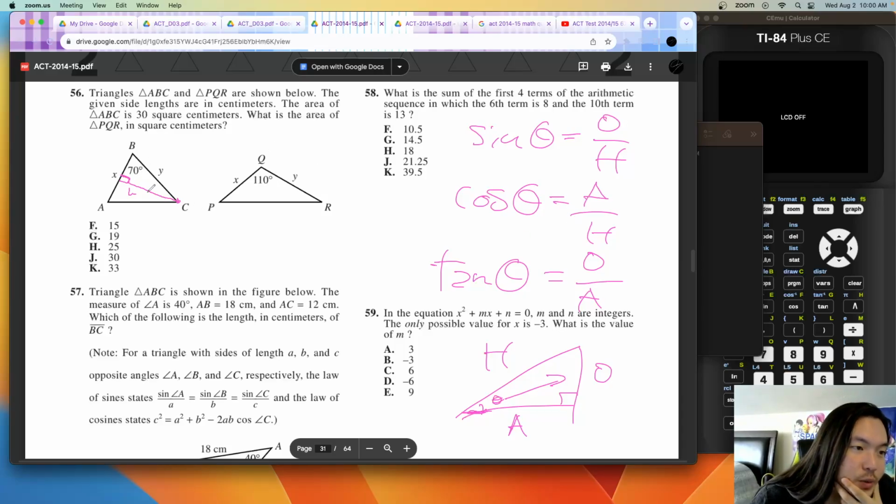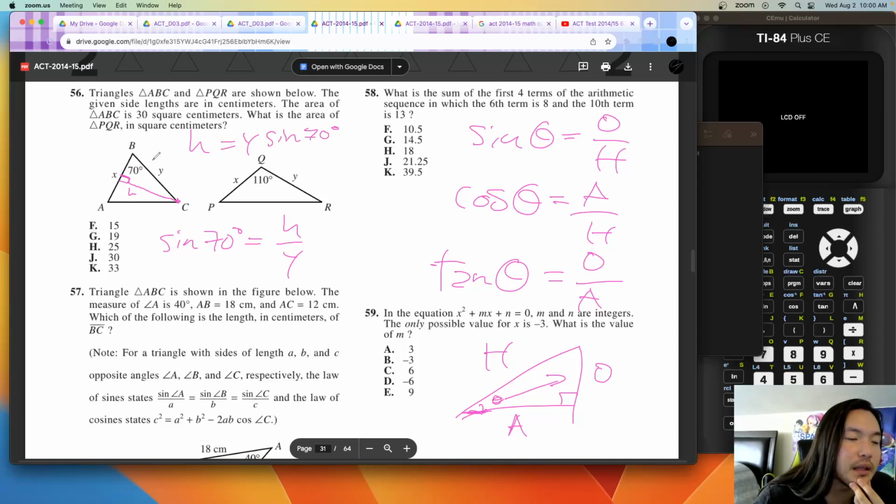So the actual solution to this problem is to recognize that if you draw this diagonal line over here, sine 70 degrees is going to be equal to h over y. If you do a little bit of algebra, h is equal to y sine 70 degrees. Then the area of this triangle is going to be x times y sine 70 over 2, because this is the height and this is the base, right?